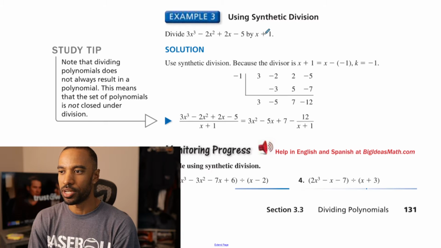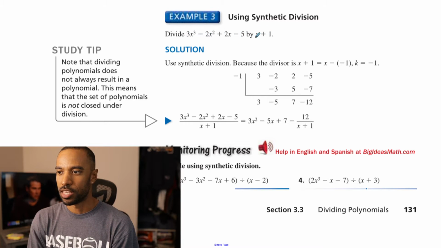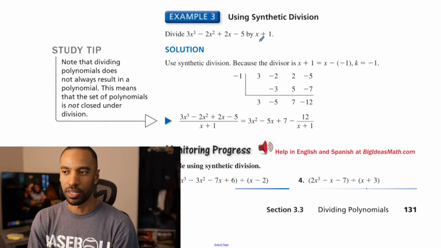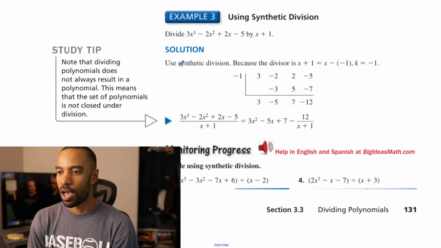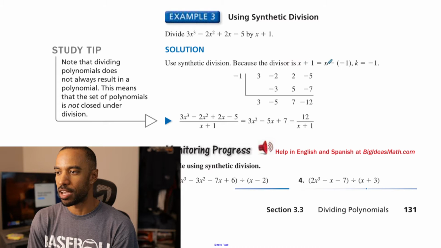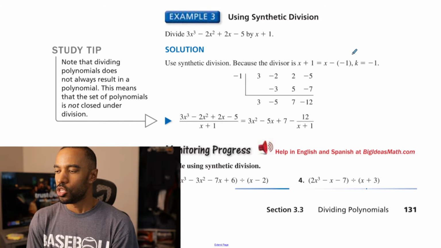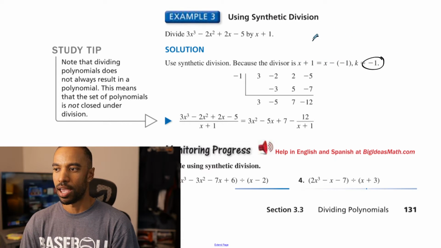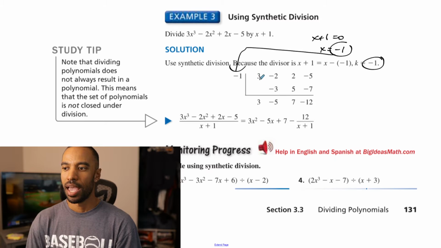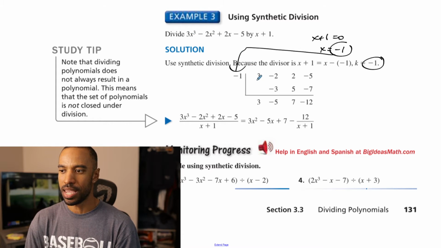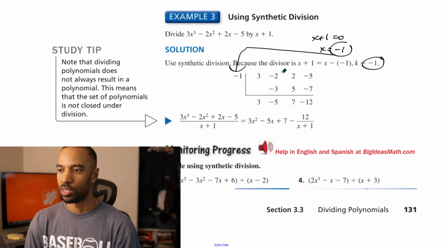All right, there's another example down here. Using synthetic division, we divide this by that. Notice that this is a linear factor with a 1x. So that works. Use synthetic division because the divisor is x plus 1. You use a k value of -1 this time, right? If x plus 1 equals 0, then x equals -1. You use this root right there, and then you write out these coefficients: 3x cubed minus 2x squared plus 2x minus 5. And we're going to do the same stuff.